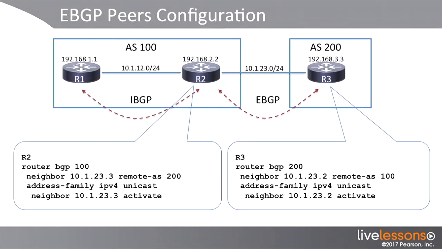Now let's look at some of the configurations in this environment. We have 3 routers, R1, R2, and R3. R1 and R2 are running an iBGP connection, whereas R2 and R3 are running an eBGP connection. They have their loopback addresses configured in the same way. For R1, it is 192.168.1.1. R2 has 192.168.2.2. R3 has 192.168.3.3.